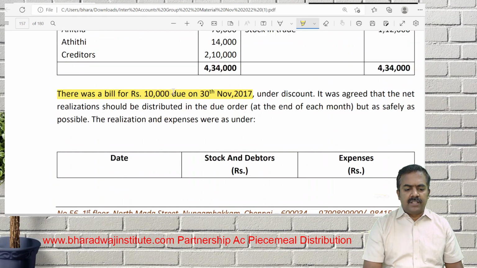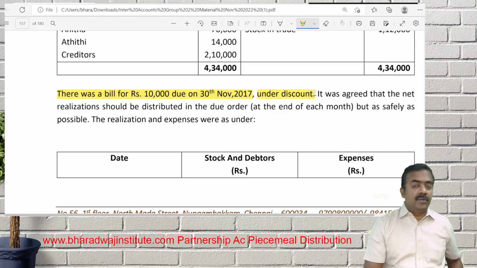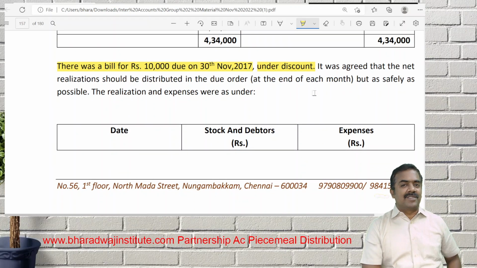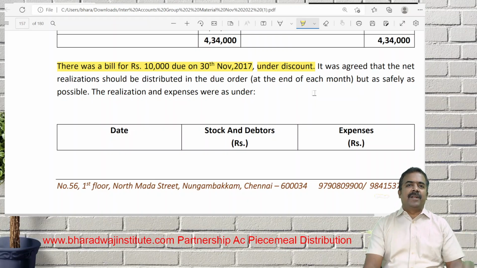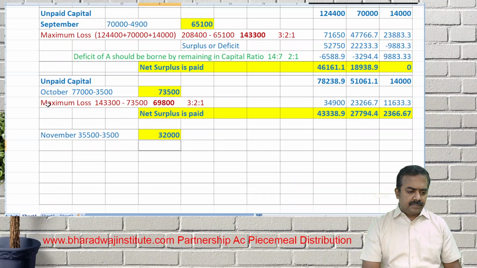There was a bill of 10,000 due on 30th November 2017. It is under which one? Discount. Whether you will get the money? No. Whether you will pay the money? No. Who will get it? It was discounted with the bank. On the due date, the acceptor will pay to the bank. So what is our net amount? 32,000. Then let us work out the maximum loss.